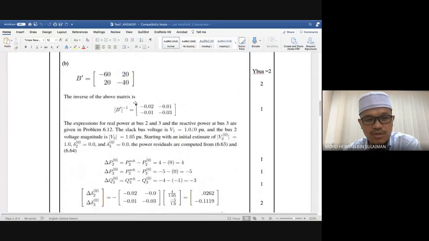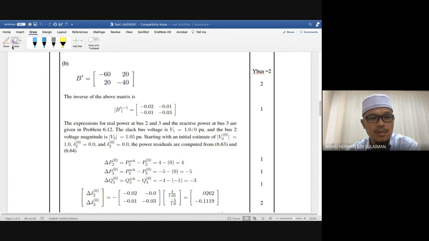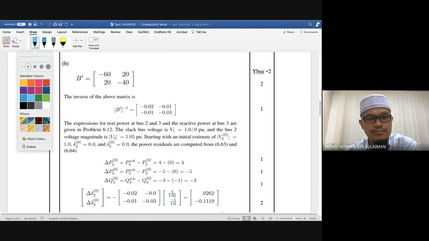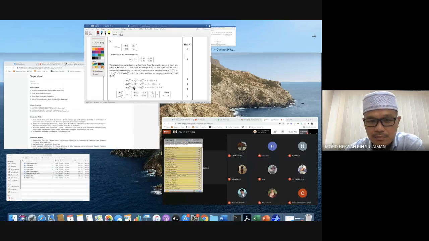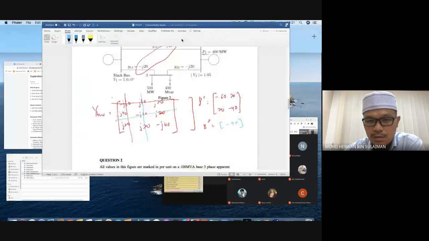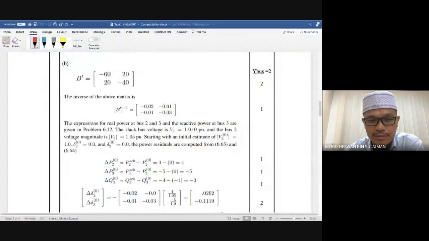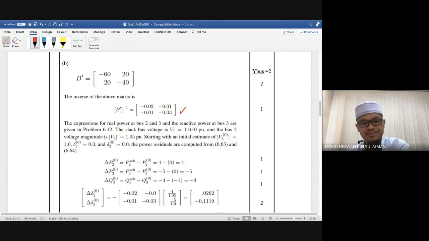Okay, so the inverse matrix, you inversekan matrix ni guna calculator, you dapat negatif 0.02. So you get your B prime, sama kan? Negatif 60, 20, 20, 40, sama kan? 60, 20, 20, negatif 40, okay, correct. So you get your value here. This one we get sign times. So this is your B double prime, B prime inverse.